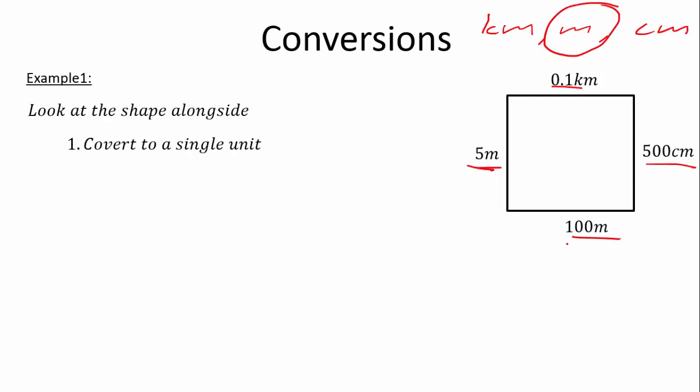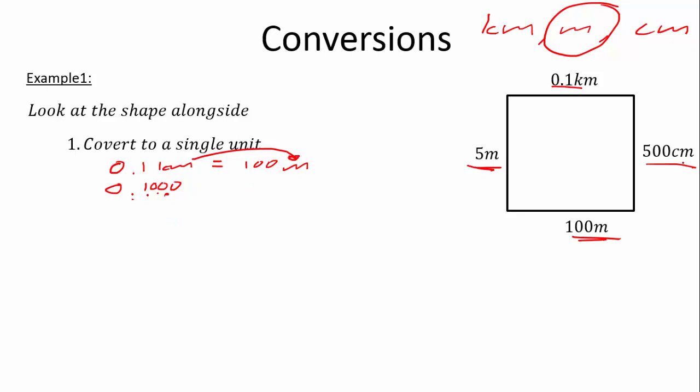So we keep the 5 meters, we keep the 100 meters. What is 0.1 kilometers? We know 1 kilometer is 1,000 meters, so a tenth of a kilometer is equal to 100 meters. What you do here is you go 0.1000, kilometers to meters is 1,000, so we go 1, 2, 3, and that's our new decimal, 100.0 meters.